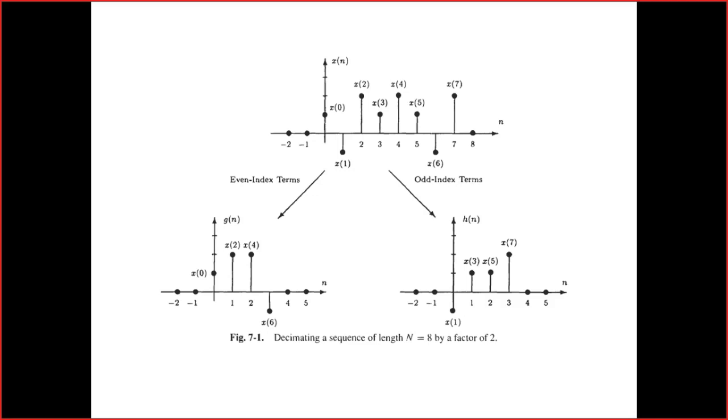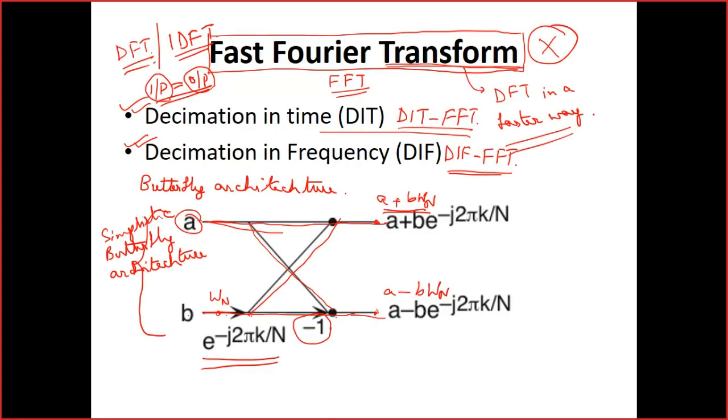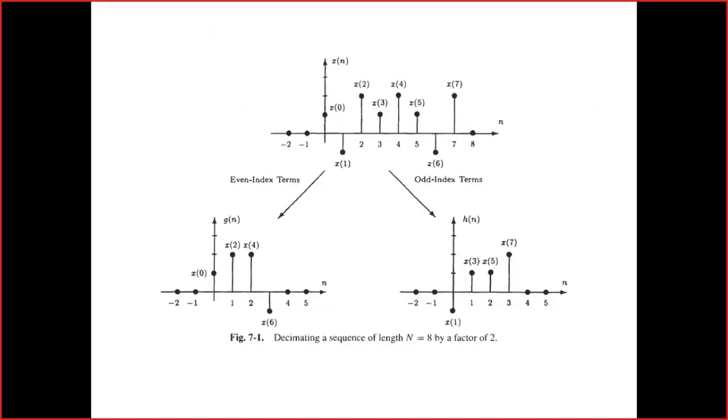Now we have used the term decimation over here. What does decimation do and what is its importance? Decimation in time means the decimation is done in the time domain, whereas decimation in frequency means the decimation is done in the frequency domain. Now we need to understand the definition of decimation.